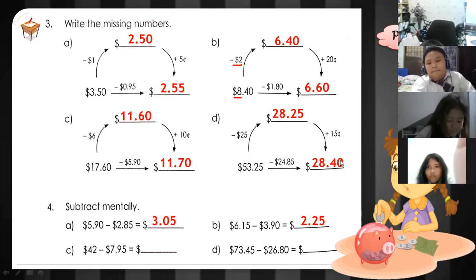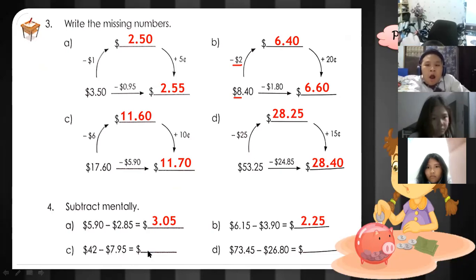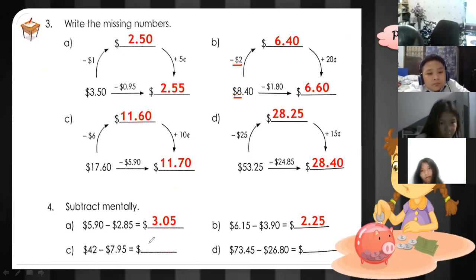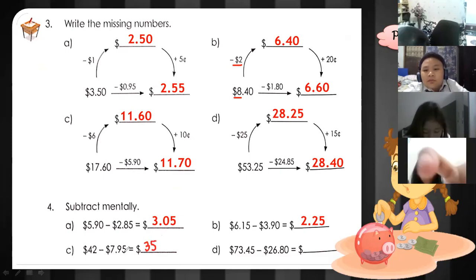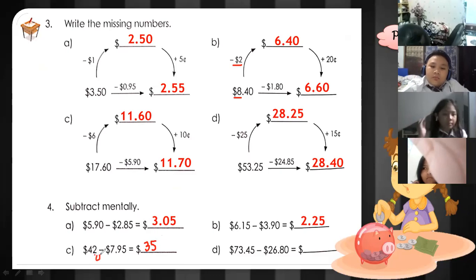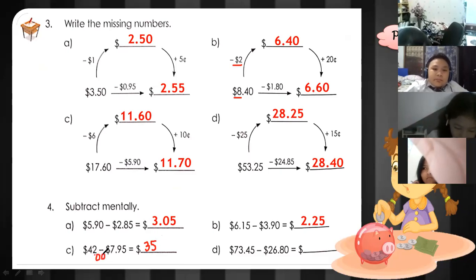Okay, let's discuss together. $42 minus $7.95. Like what I said before, you have to minus the dollars first. $42 minus $7 equals? 35. So, $35. And then 95 cents. $42 is the same as $42.00.